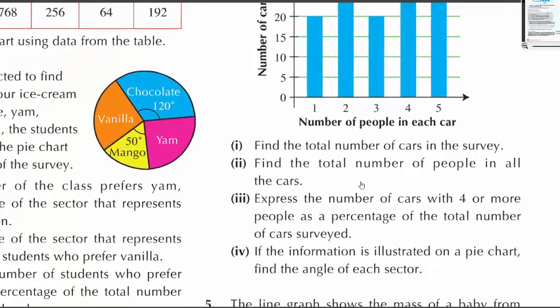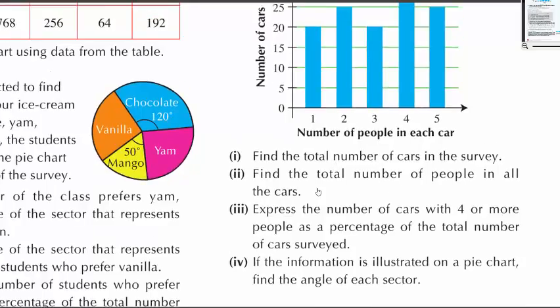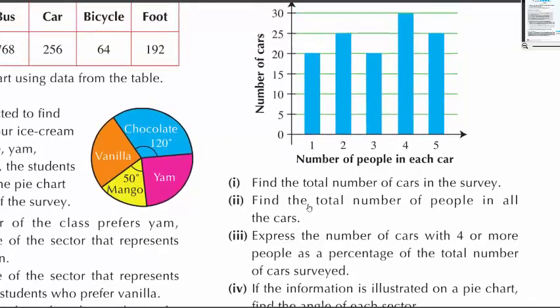Next, they want you to change this bar graph and illustrate it using a pie chart, but they do not need one. They do not want you to draw. Instead, they want the angle corresponding to each sector. So in this case, what you need to do is to find the number of cars corresponding to each event.